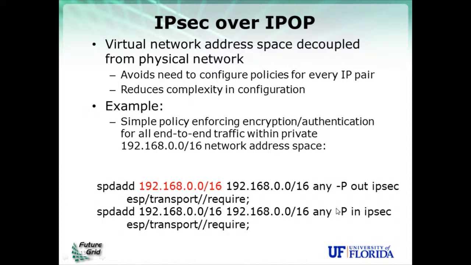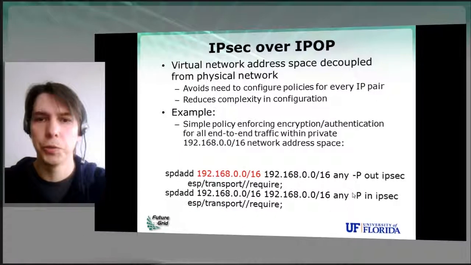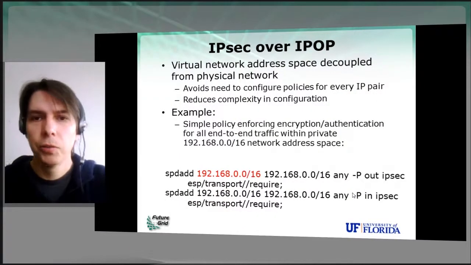So with 2 lines of configuration, you're able to secure a virtual private network that may have up to 2 to the 16 nodes connected to it. So that concludes the discussion on security, and the next unit we're going to begin looking at applications of IPOP.